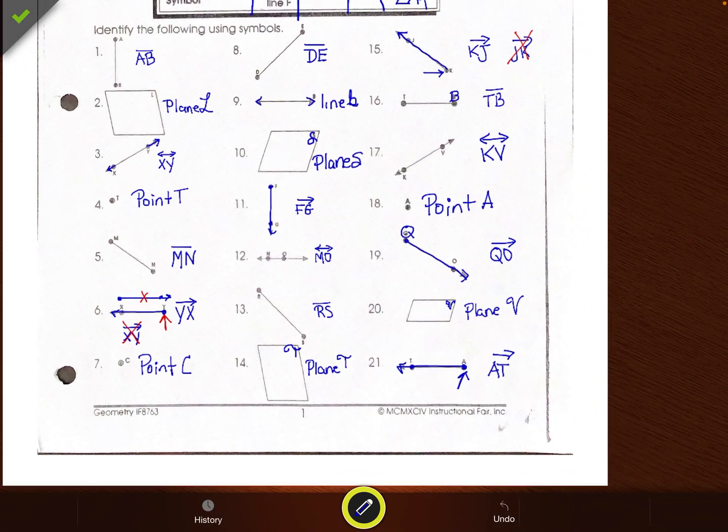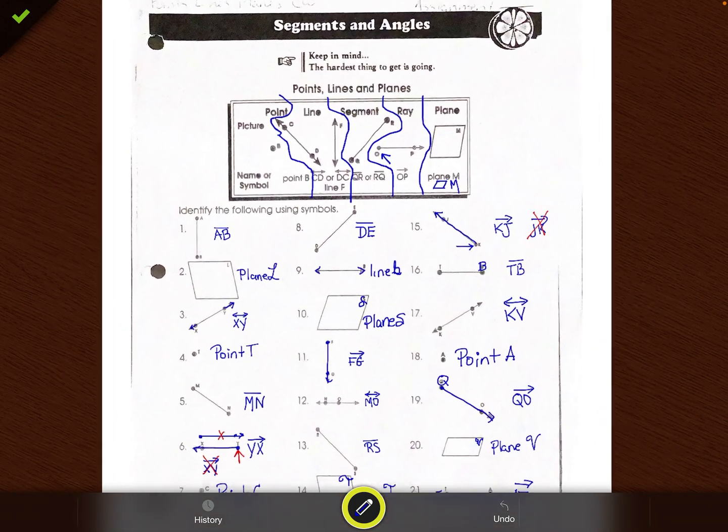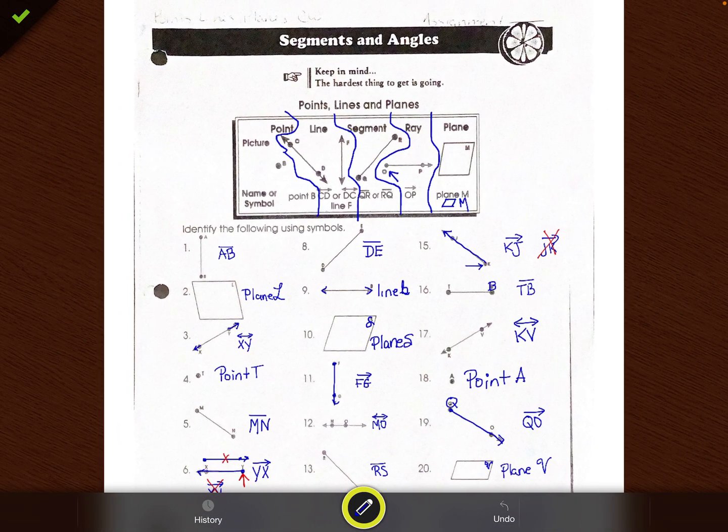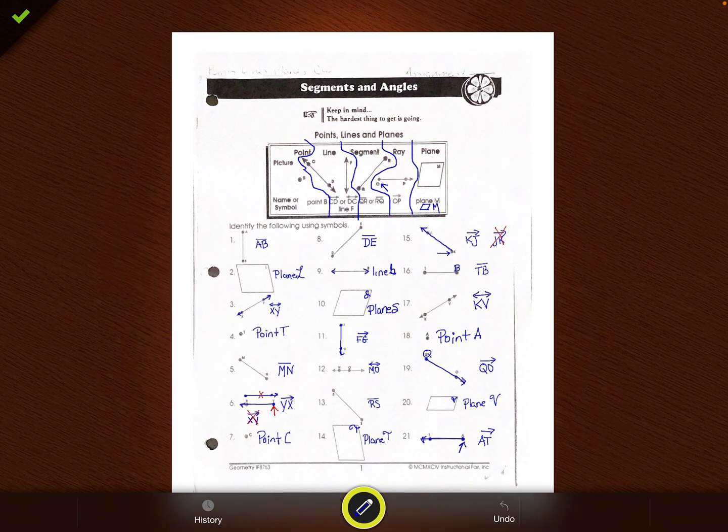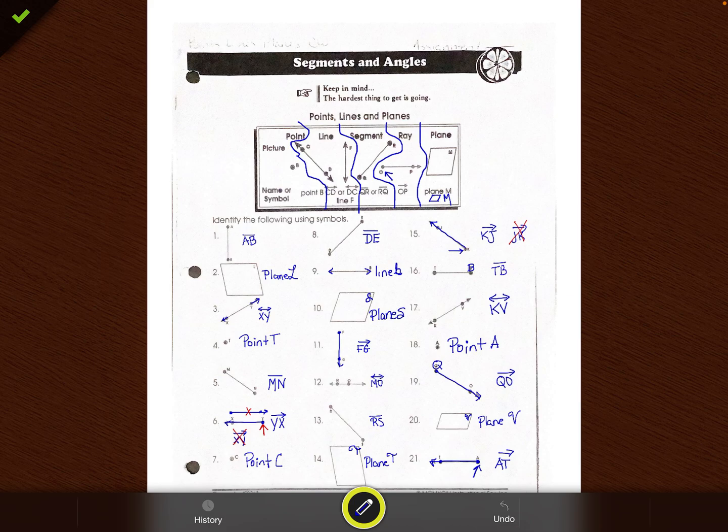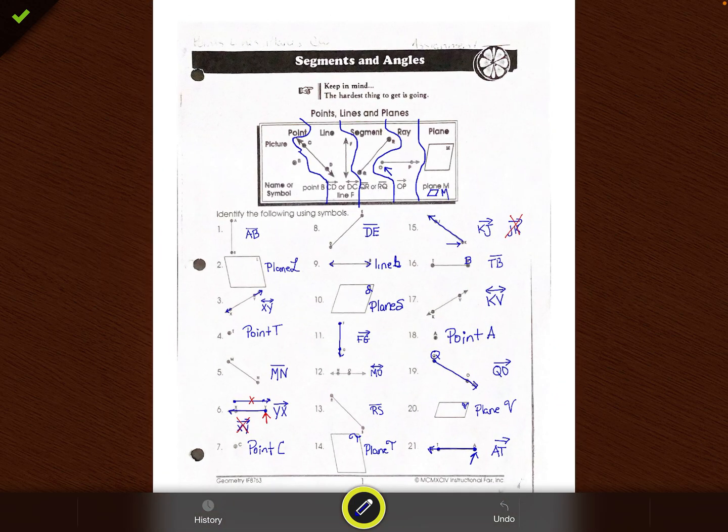So keep this out. We're going to do a little bit more practicing with this. You can use this if you need to look at an example to help you do your work. And of course, please let me or Miss Witcher know if you guys need any help with this. Thank you.